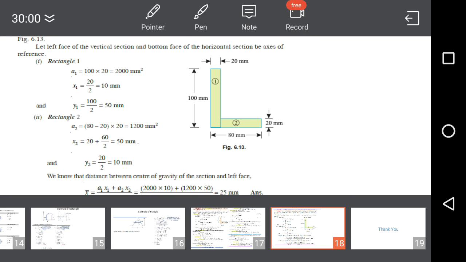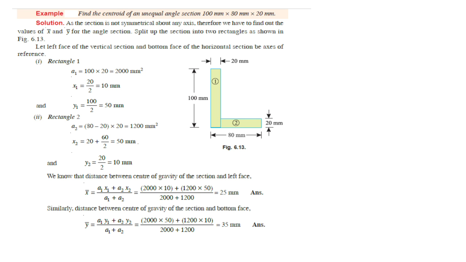Next, example problem 2. Find the centroid of an unequal angle section 100 mm × 80 mm × 20 mm, as shown in the figure. Solution: as the section is not symmetrical about any axis, we have to find the values of x bar and y bar for the angle section. Now we split up the section into two rectangles as shown in the figure.